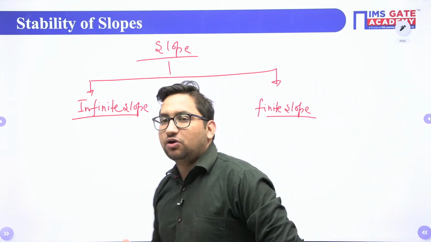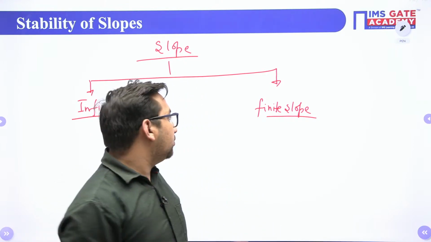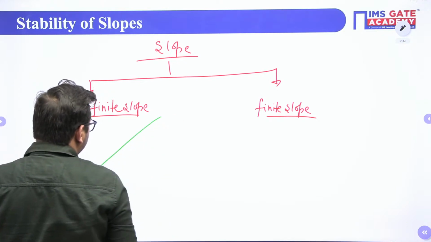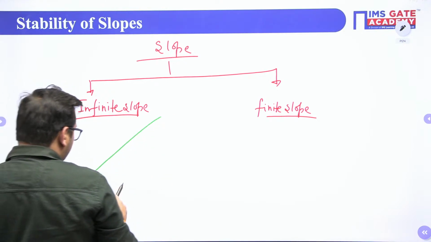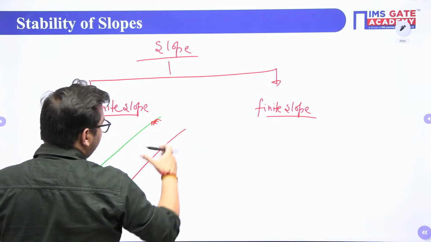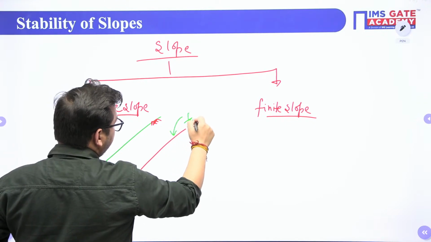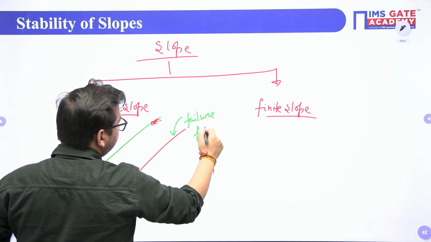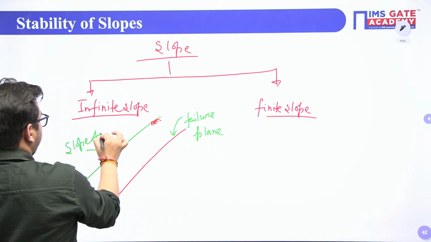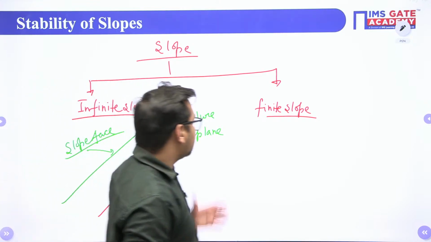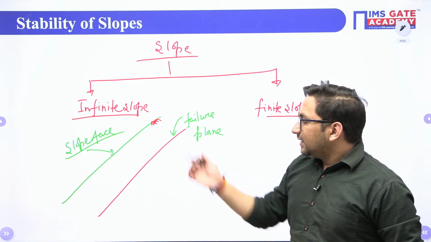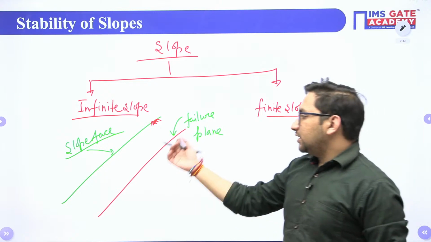If the soil properties are homogeneous for a greater length, you will say that particular slope is an infinite slope. And we know in infinite slopes, generally the failure will be a planar failure. So let's suppose this is your slope and this is your failure plane. This is your slope face. So in infinite slope, you will find that the failure is a planar failure, right? So a linear failure you are getting.